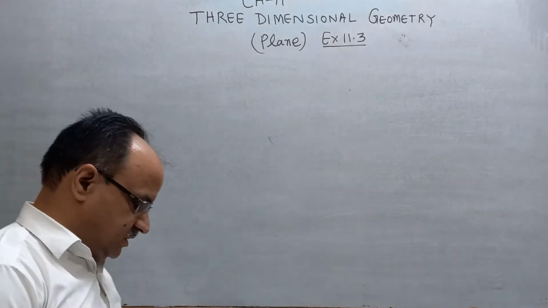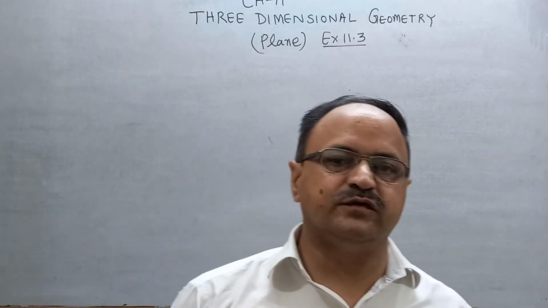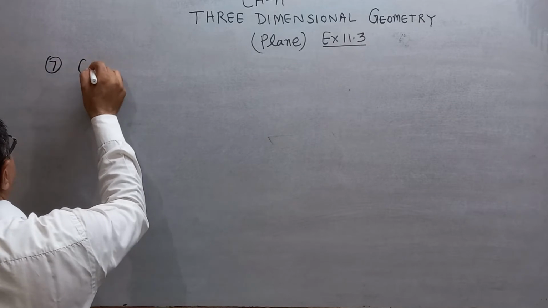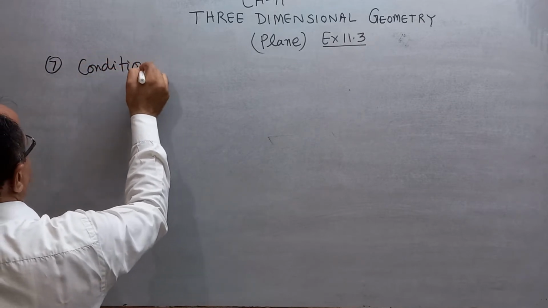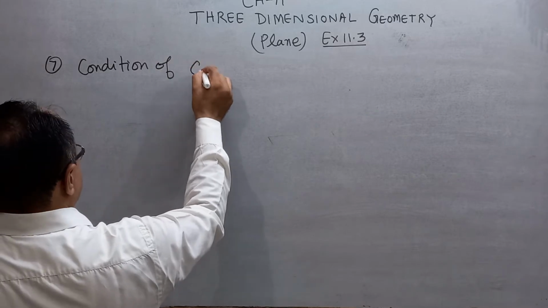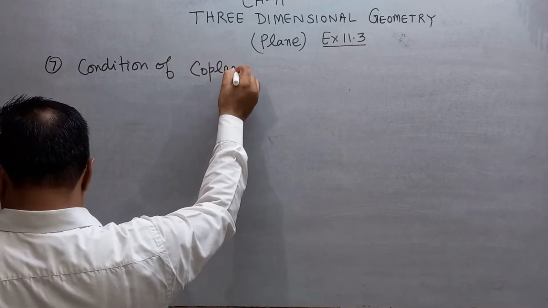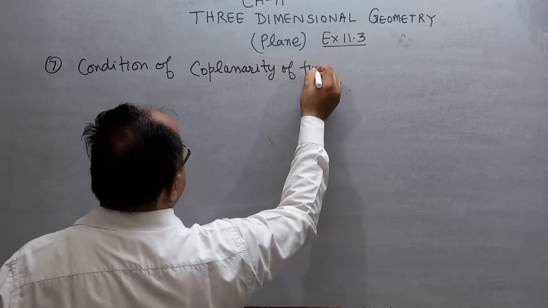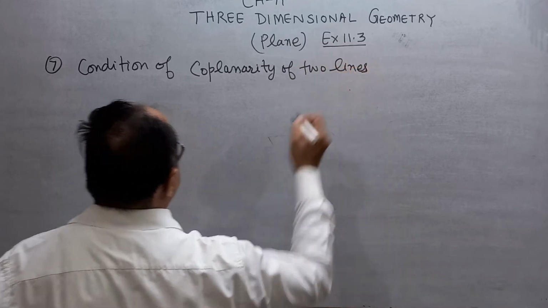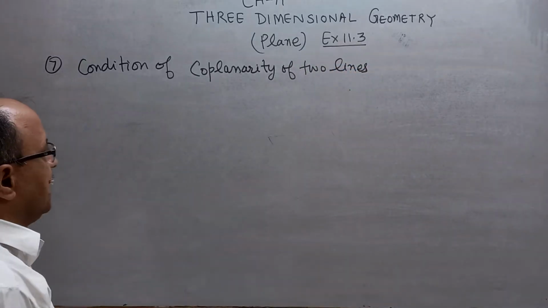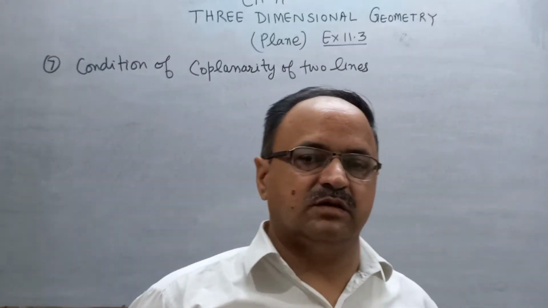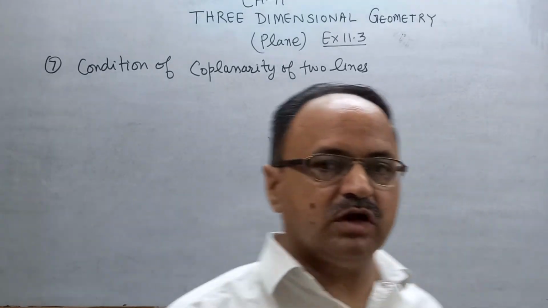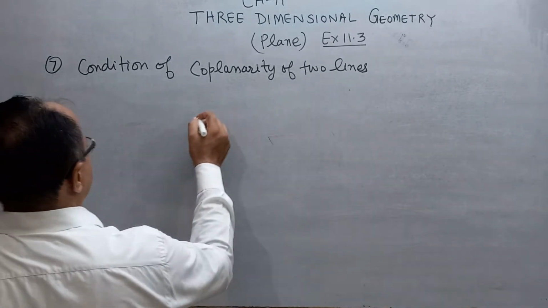Next point 7, the condition of coplanarity of two lines. We want to prove that two lines lie on the same plane. Two lines on the same plane. The formula for this, there are two formulae.